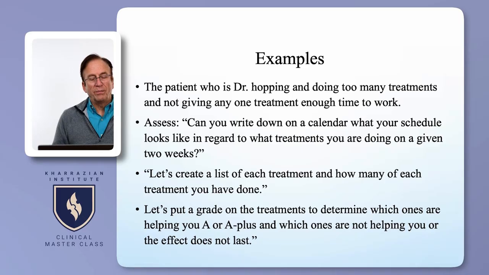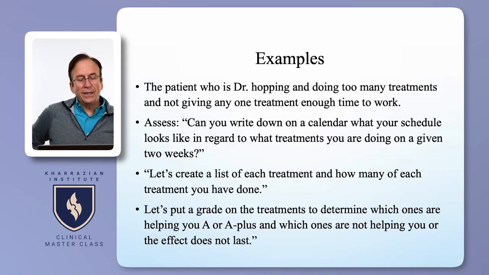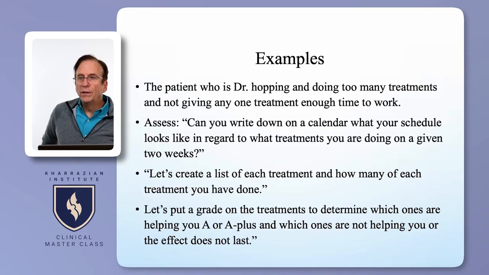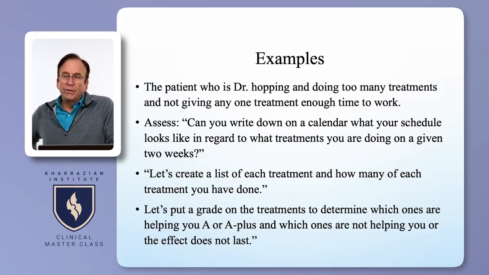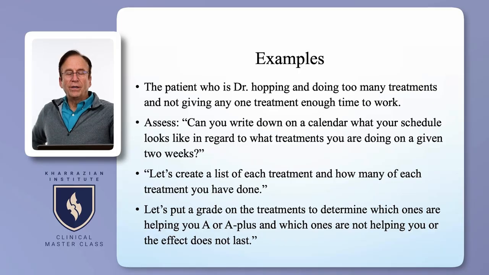Another issue may be that the patient is doctor or clinician hopping, meaning they're going from one to another. They're doing too many treatments and they're not giving any treatment enough time to work. So if you ask them, and it's a very appropriate question to ask, I want to know what other healthcare providers you're seeing and what treatments you're doing. Most healthcare providers do not ask this question. Of course, they want to know if they're going to a specialist, but what if they're going to another functional medicine provider and then they're going to this acupuncture, whatever it is.